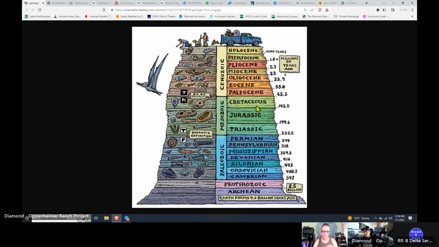Yeah, it did, because during the KPG event, the Atlantic was already probably 1,000 miles wide. A third of the size it is now? Yeah. I'm just guessing. I have no idea how wide the Atlantic is.